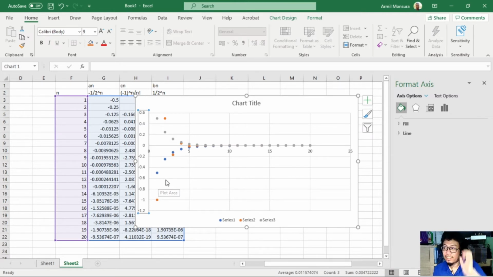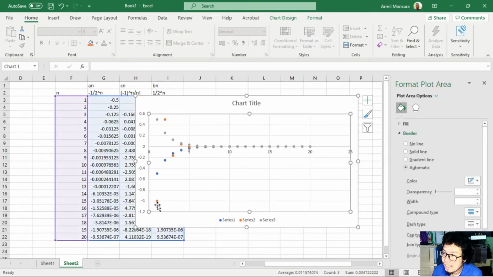Now here, at n equals 1, n equals 2, n equals 3, in those terms we find that the terms of Cn are not in between this An and this Bn, for the first 3 terms.